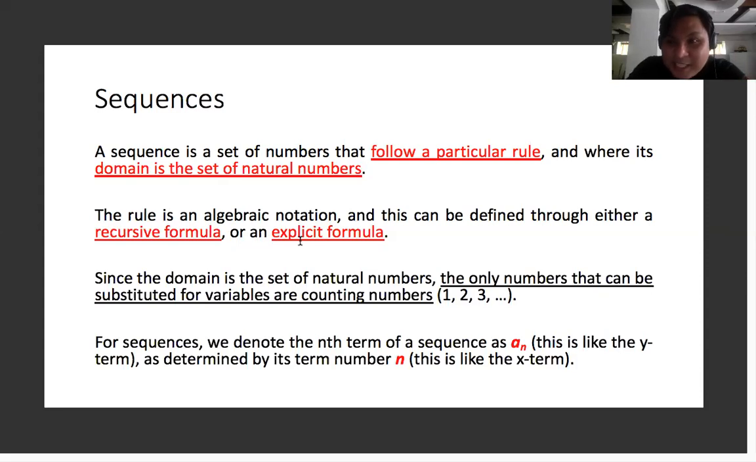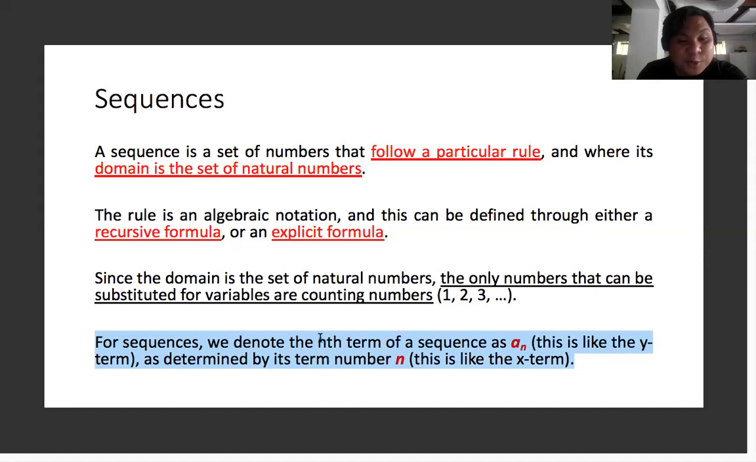Okay, so this is what we're actually gunning for. Later, we'll be able to see how recursive formulas are different from explicit formulas. Okay, the next part, I've already defined it, talking about the domain being the set of natural numbers. Okay, this one is very important, at least to understand the notation.